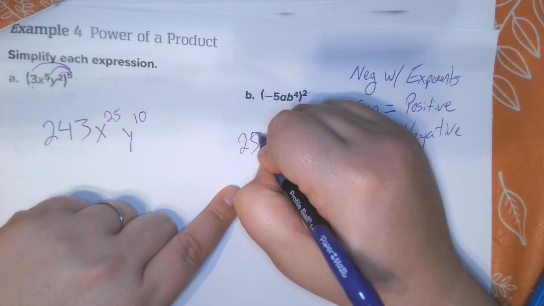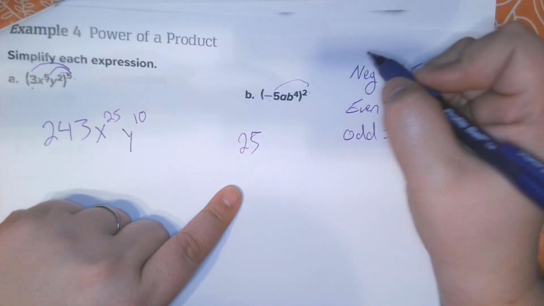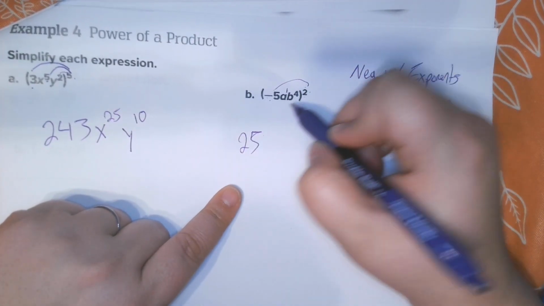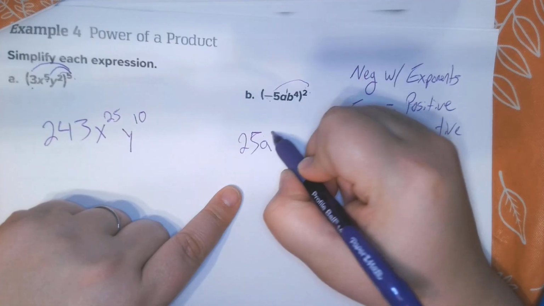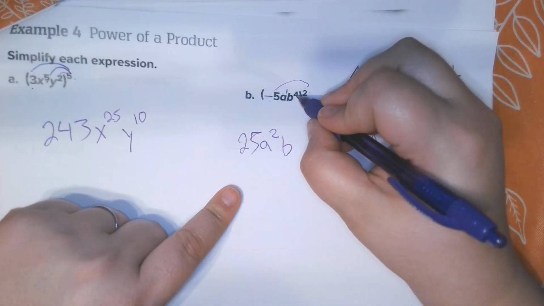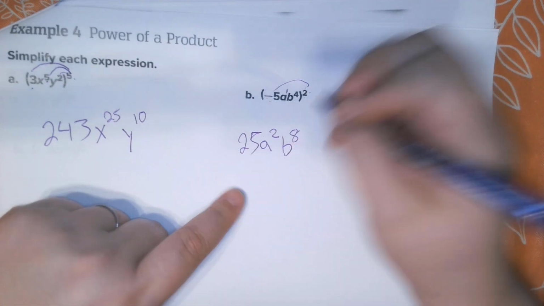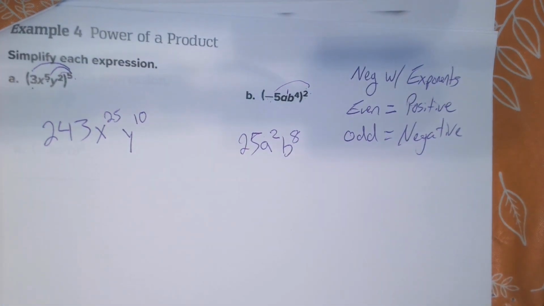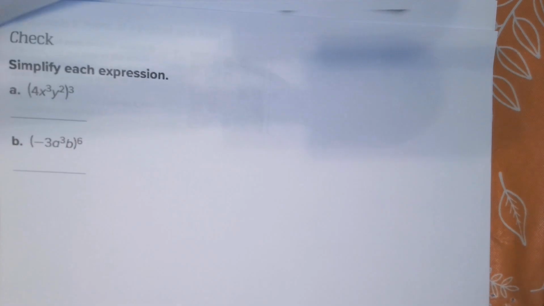So, here I have my 25. So I did that one. Now I do the A. Remember, this is 1. 1 times 2 is 2. Ooh, easy peasy. B. 4 times 2 is 8. There you go. Ready? You have a check.